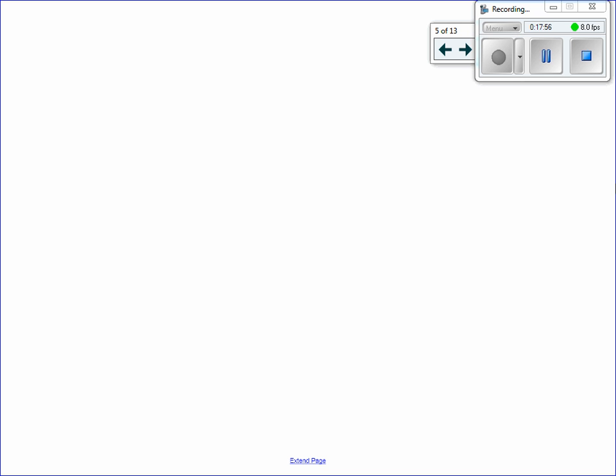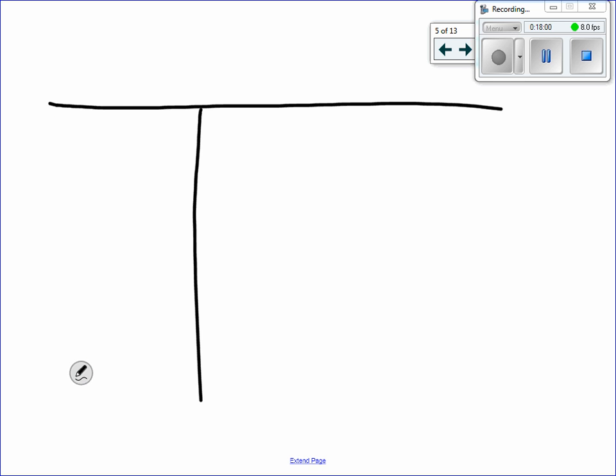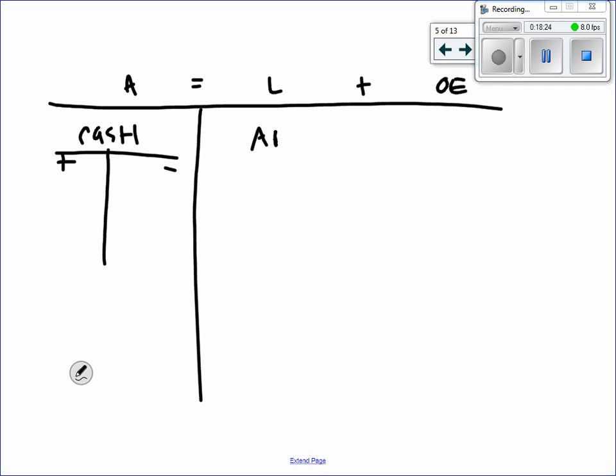So on a notebook paper, make a giant T. Under assets, make a cash T account with the plus and minus in the appropriate spot. Under liabilities, make an AP with a plus and a minus in the appropriate spot.